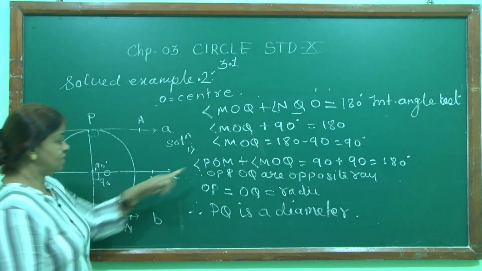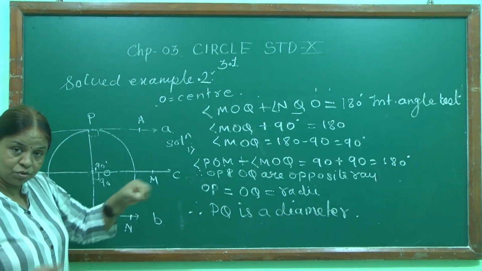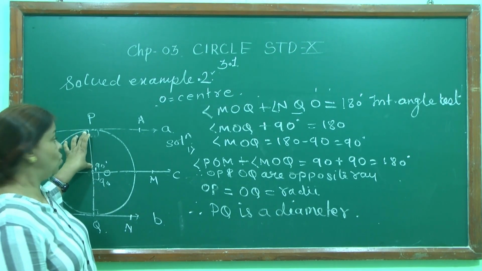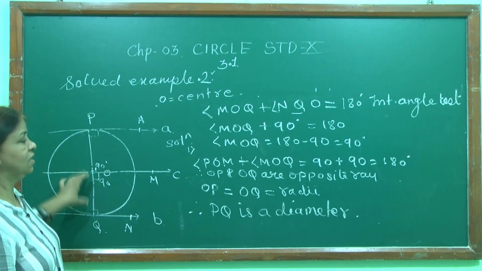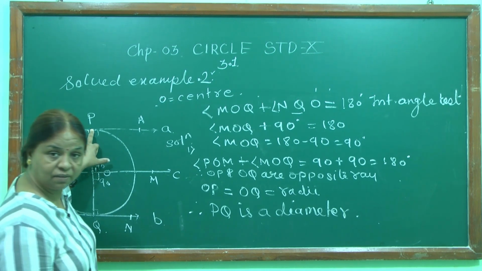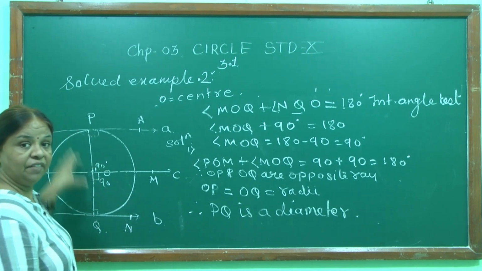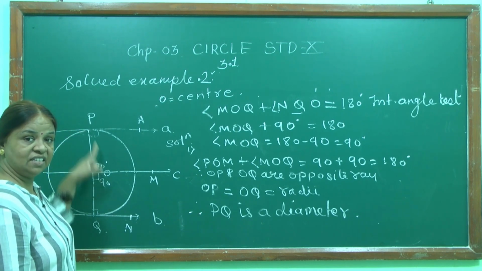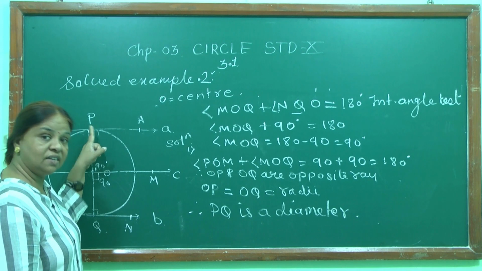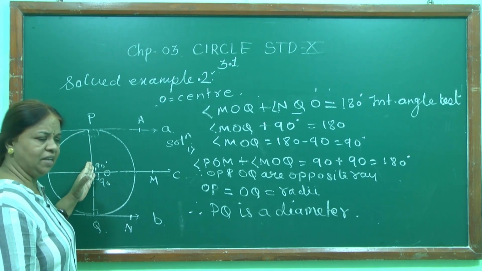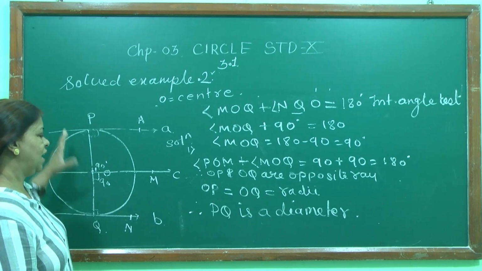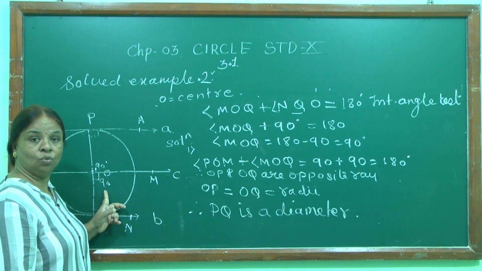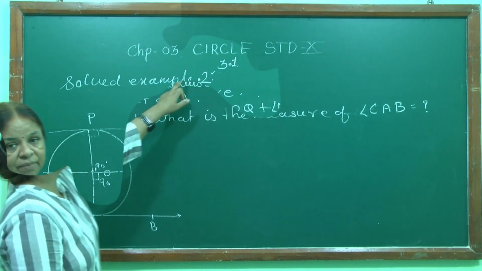They are opposite rays. Since we added and got 180 degree, they are opposite rays and they are also radius. OP and OQ are also radius. Why radius? Because P is a point on the circle, Q is a point on the circle, and O is the center. A line joining the point on the circle and the center is nothing but a radius. So this and this are radius and they are opposite. If you add these angles, that is equal to 180 degree. Therefore, it's a diameter. Exercise 3.1.